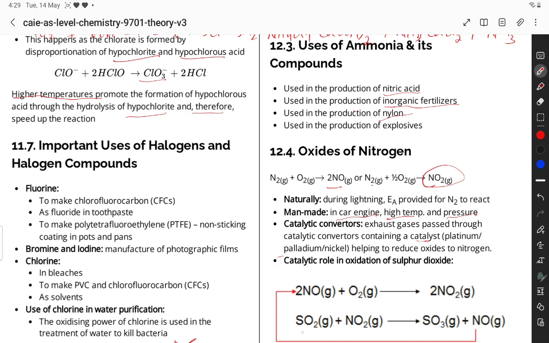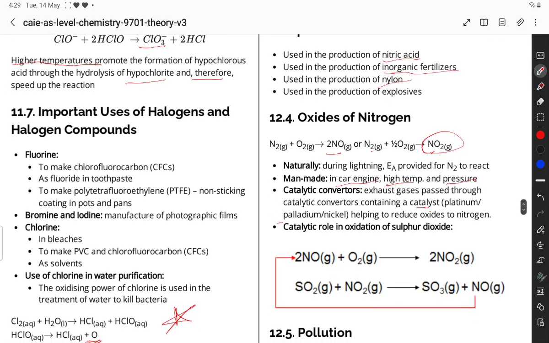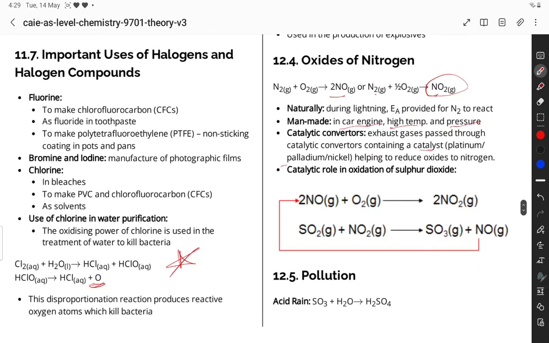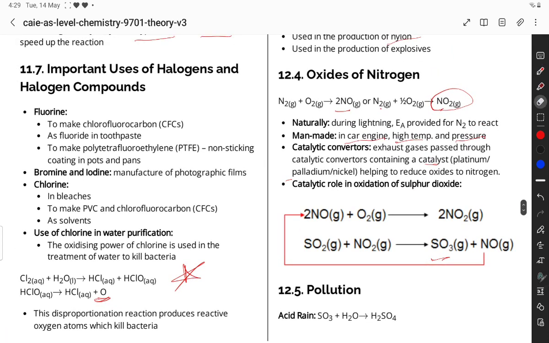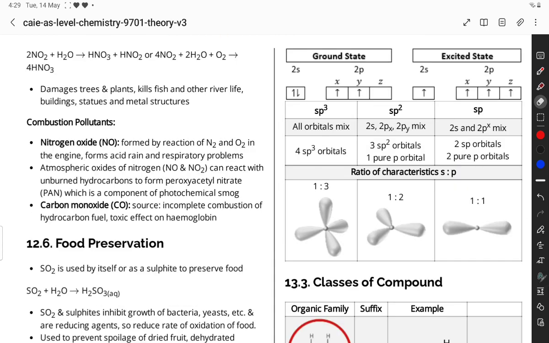Nitrogen dioxide reacts with sulfur dioxide to form sulfur trioxide and nitrogen monoxide. Nitrogen monoxide is regenerated in this reaction, so nitrogen monoxide is used as a catalyst. The sulfur trioxide produced in this reaction reacts with rainwater to form acid rain. So these are the reactions to produce acid rain. This is also a very important reaction.